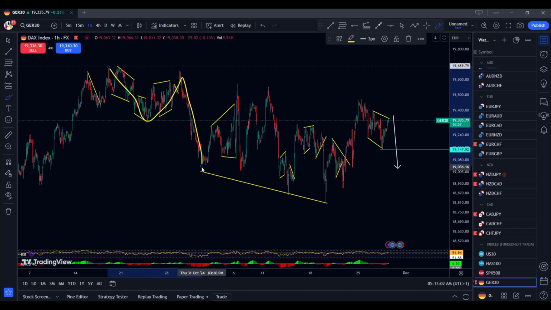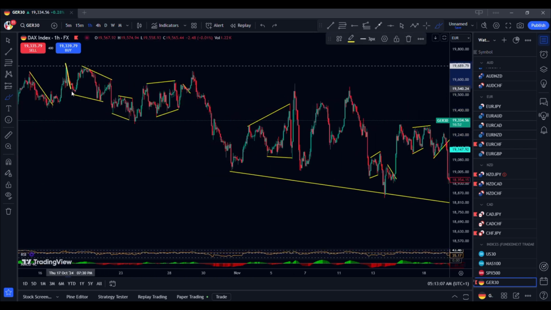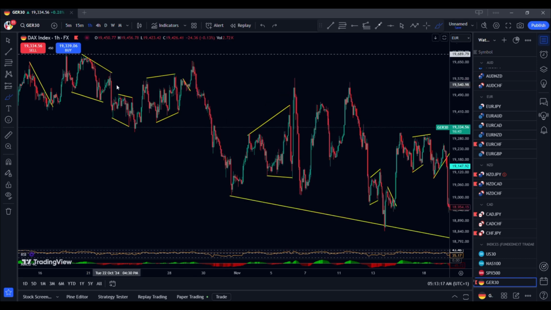So do we have a wave here? Yes, we do. Of course, you know we do. Do we have a wave here? Yes, we do. Of course we do. Do we have a wave here? Yes, we do.